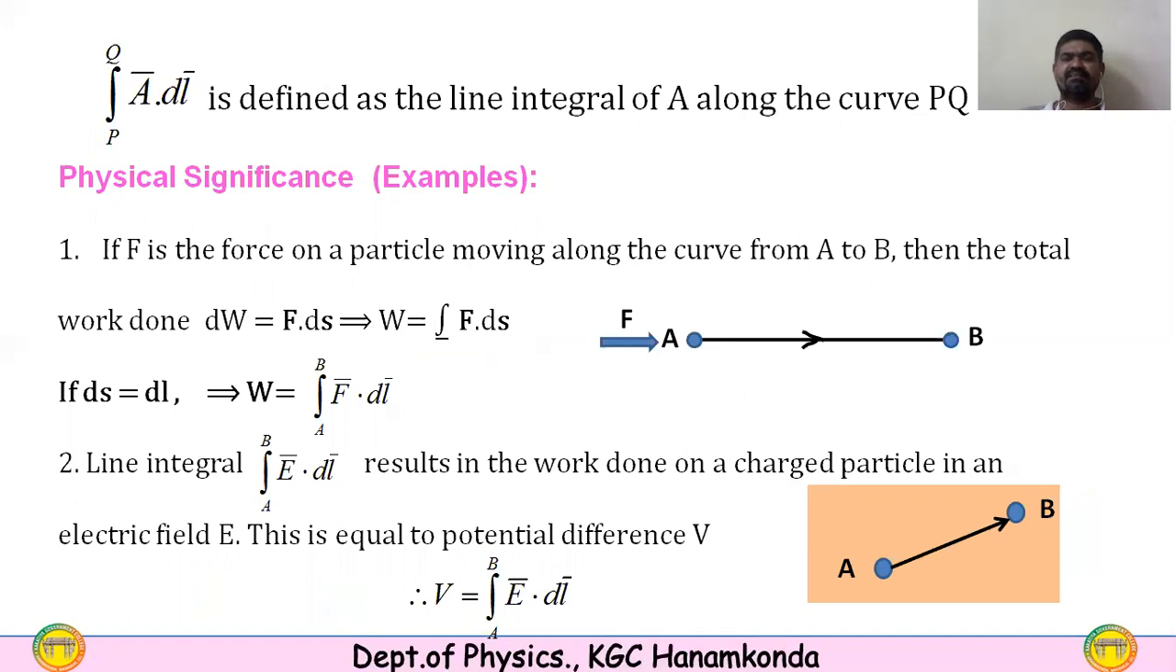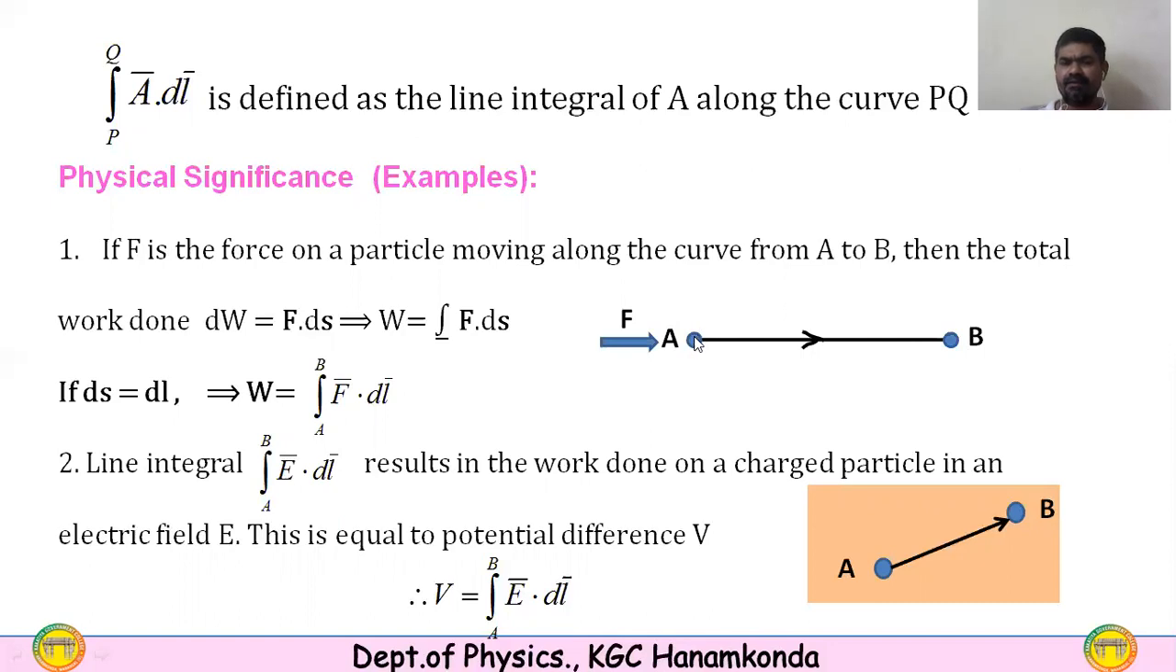What is the physical significance of this line integral? For example, a force F acts upon a moving particle at A. The particle is moved to point B.